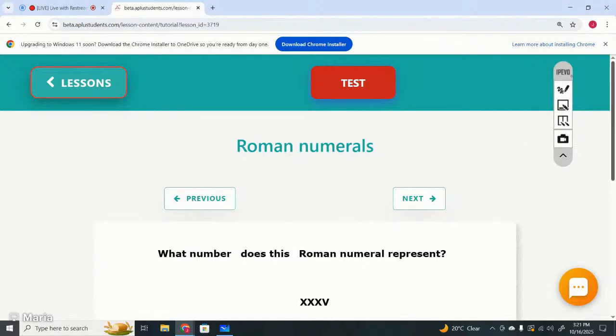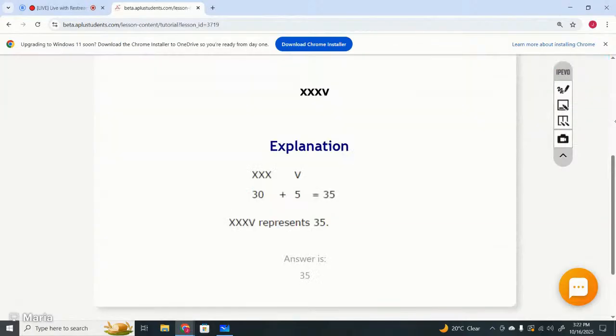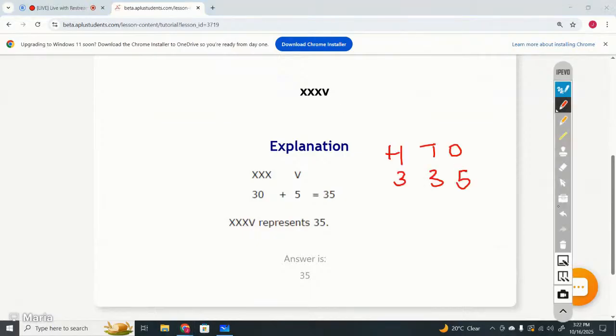What number does the Roman numeral represent? X. X is for 10. So you have 3 times X: 10, 10, and 10, and V. You need to add 10 plus 10 plus 10 plus 5. 10 plus 10 is 20, and 10 more is 30. 30 plus 5 makes 35.